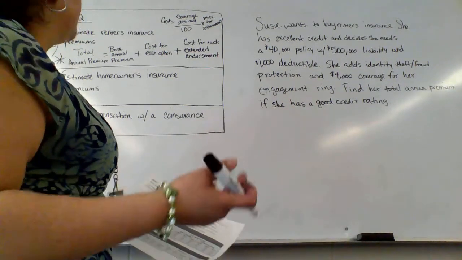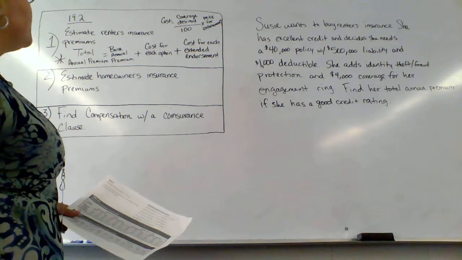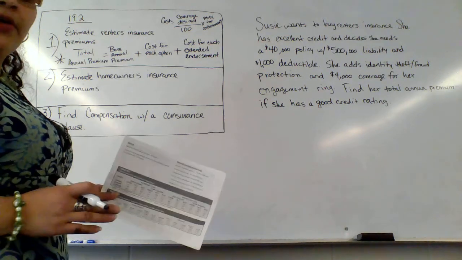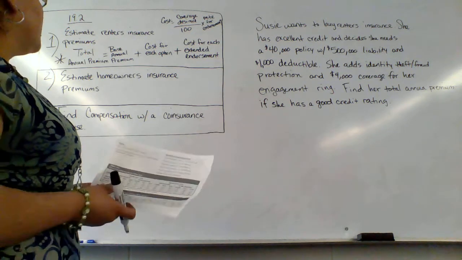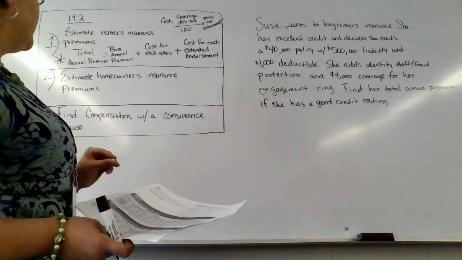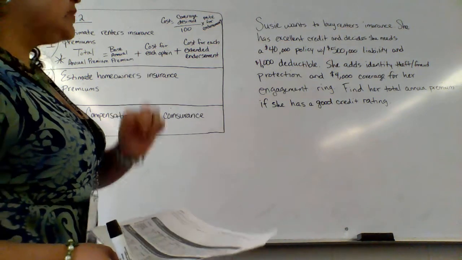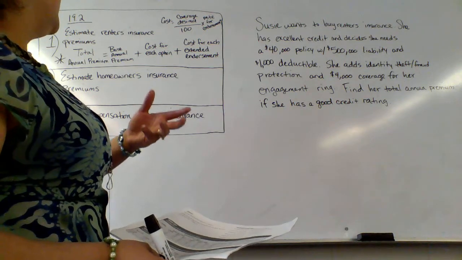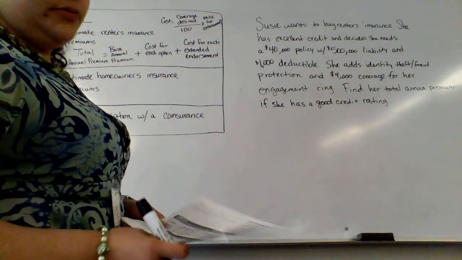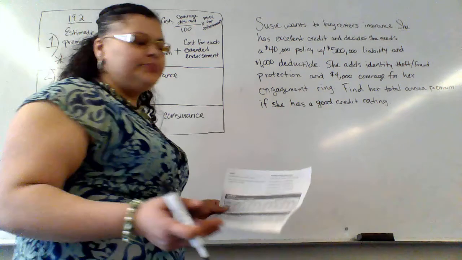So now we're in 19.2, where we're going to estimate renters insurance premiums, and we're going to use a table for that as well. And we're also going to estimate homeowners insurance and then find compensation with a co-insurance clause. But the first thing is we're going to estimate the renters insurance premiums. So let's use an example.